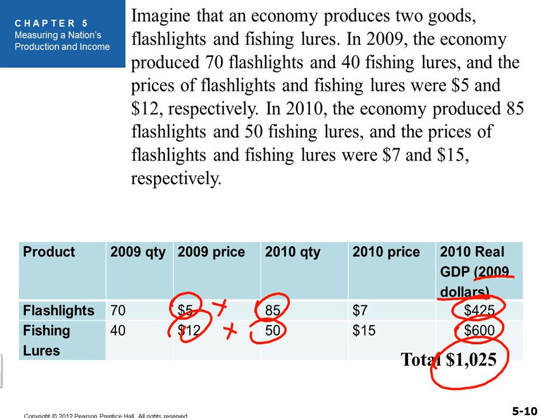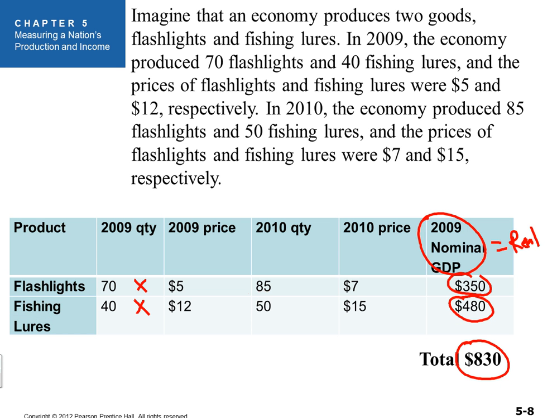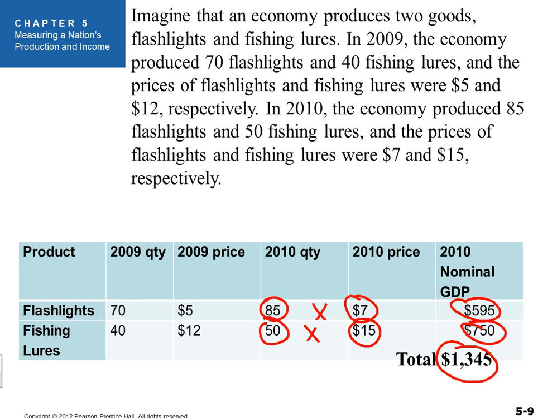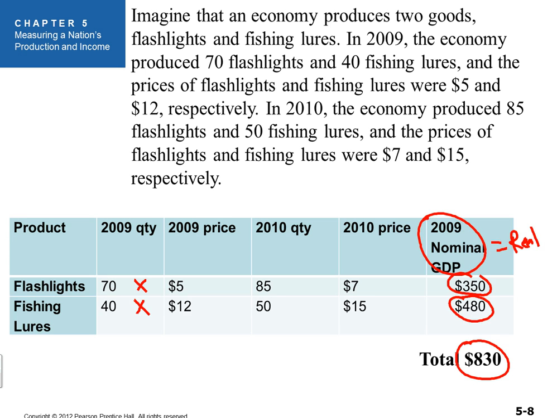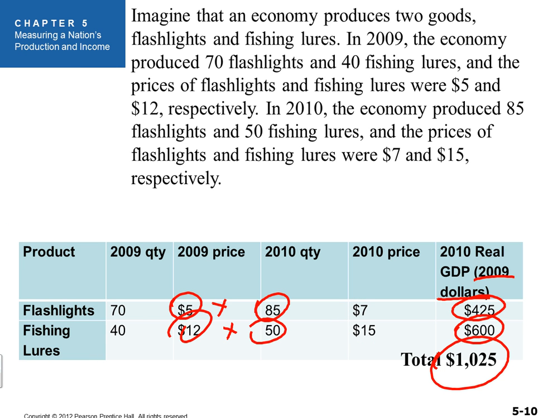But what I did right here is to show you that if we weren't careful, we would say our GDP went up from 830 to 1,345, and that looks like a very large increase in gross domestic product. But if we actually control for prices, then the increase was only from 830 in 2009 up to 1,025 in 2010.